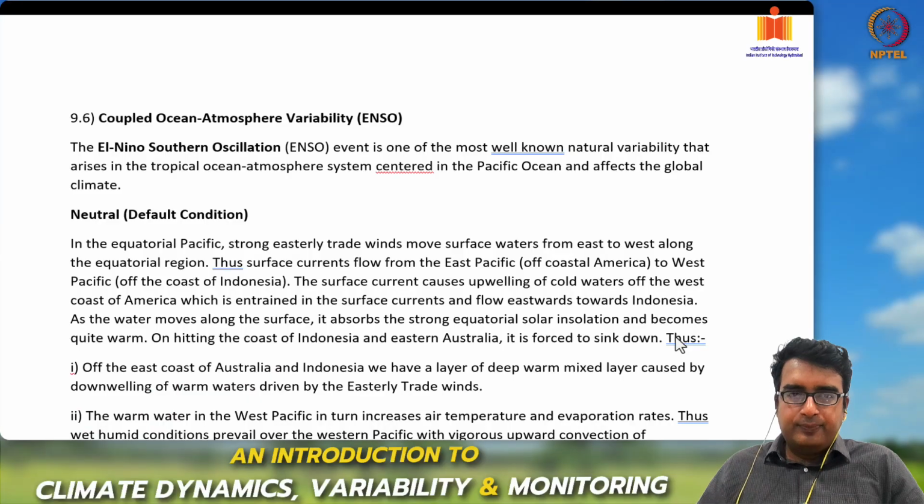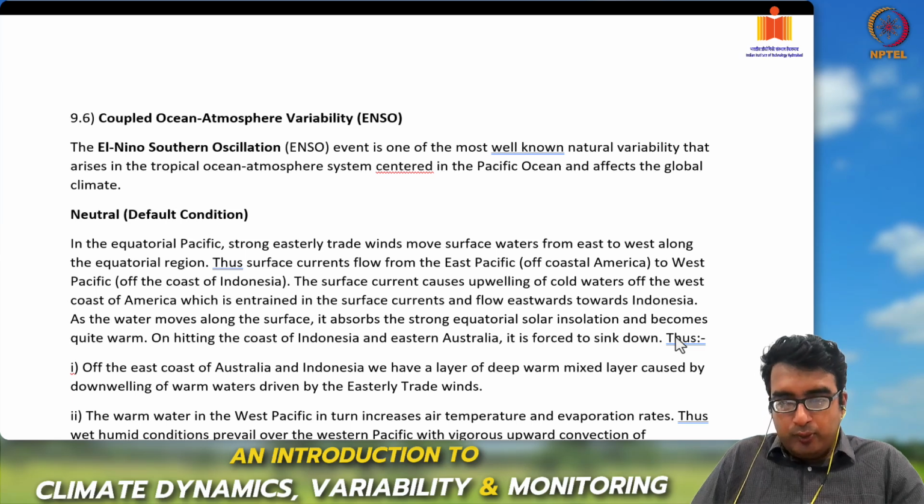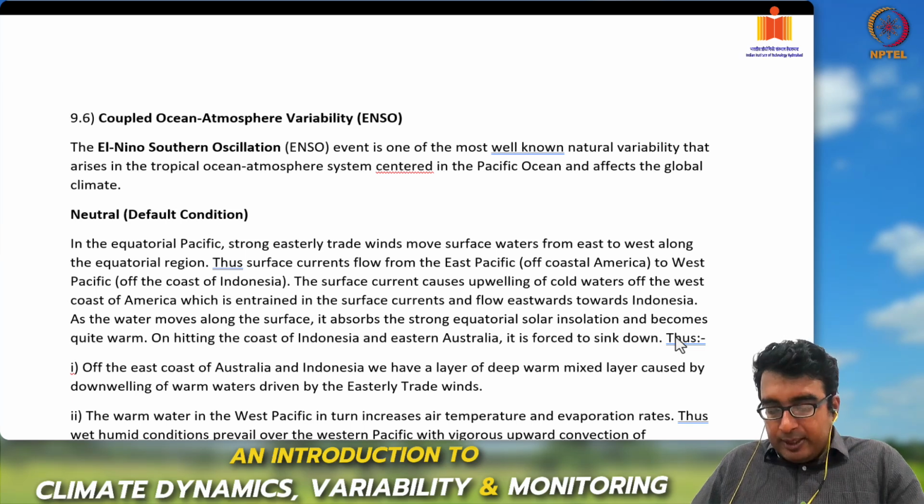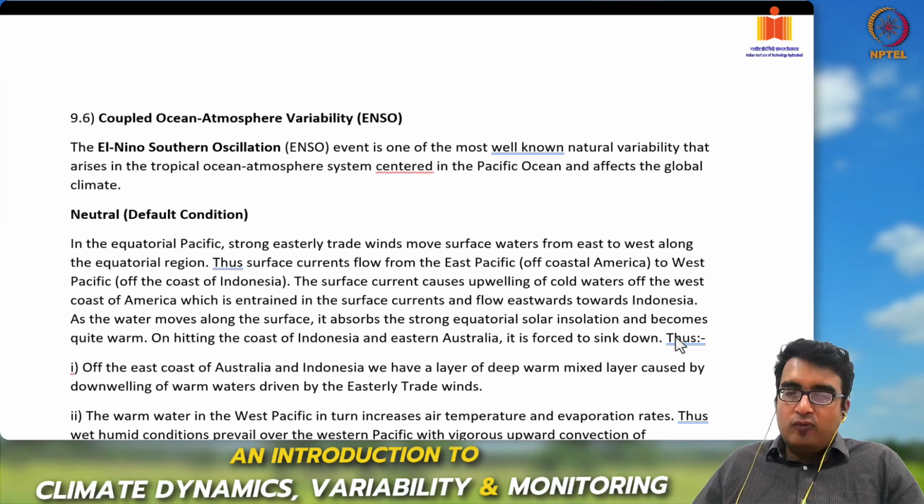Good morning class and welcome to our continuing lectures on climate dynamics, climate variability and climate monitoring. Today we will discuss one of the most important and also most famous climatic variabilities that occurs over the scale of 4 to 5 years to over a decade. This is the El-Nino Southern Oscillation or ENSO event.